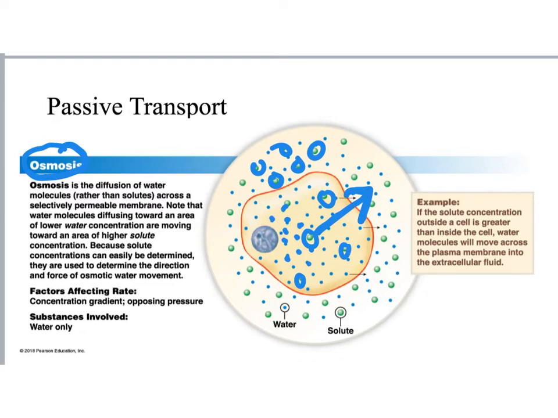So in this case, we could say that the water moves from low solute concentration here inside the cell to high solute concentration outside the cell. So for osmosis, water tends to move towards high solute concentration.